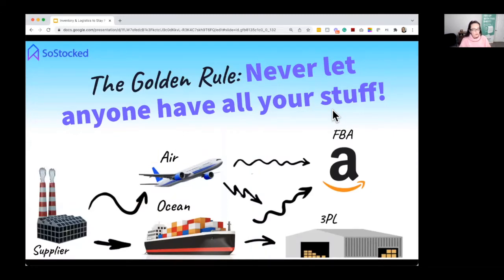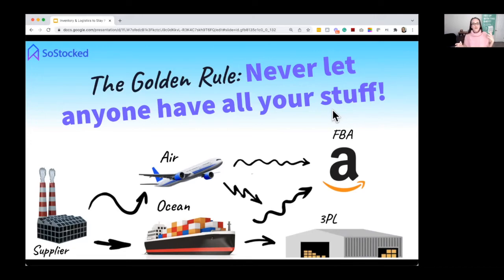So I have something called the golden rule, and that is don't ever let anyone have all your stuff. I learned this probably my second year of selling, when I put everything on a boat, and it was a couple of days past the check-in time for Christmas, and then Amazon, quote unquote, lost it. I put everything on one truck, and Amazon lost it. And that was my Christmas. That was my best-selling product for Christmas, and they found it again after Christmas. So that was when I developed the never let anyone have all your stuff rule.